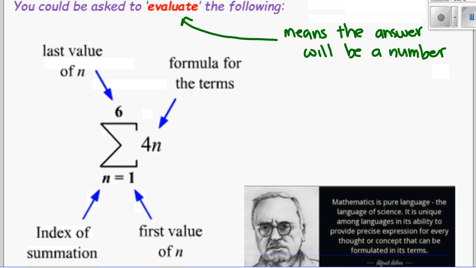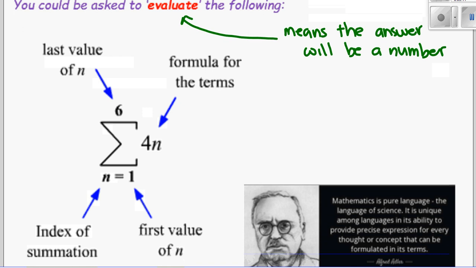So you've got your sigma. The sigma is the big symbol there. It means the sum of all the numbers that satisfy this formula. The formula would be provided, and it could be a totally different formula. It could be n squared. It could be 2n plus 5. It could be n cubed. It could be n over 7.